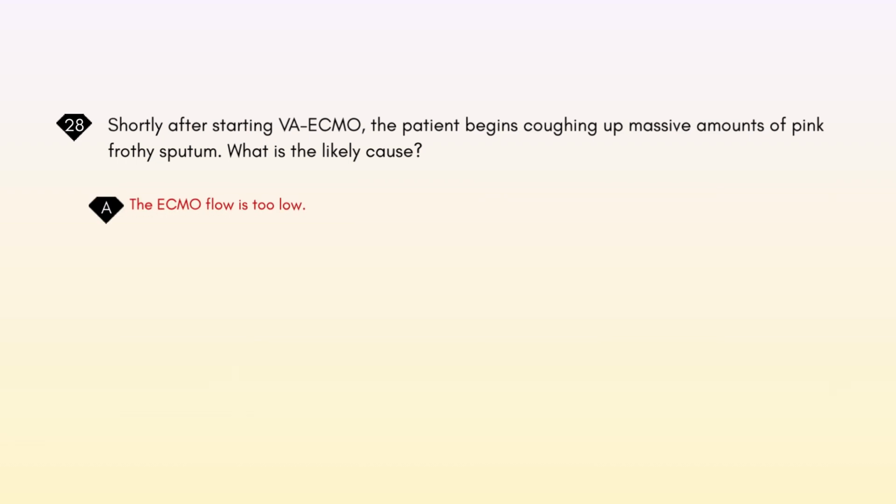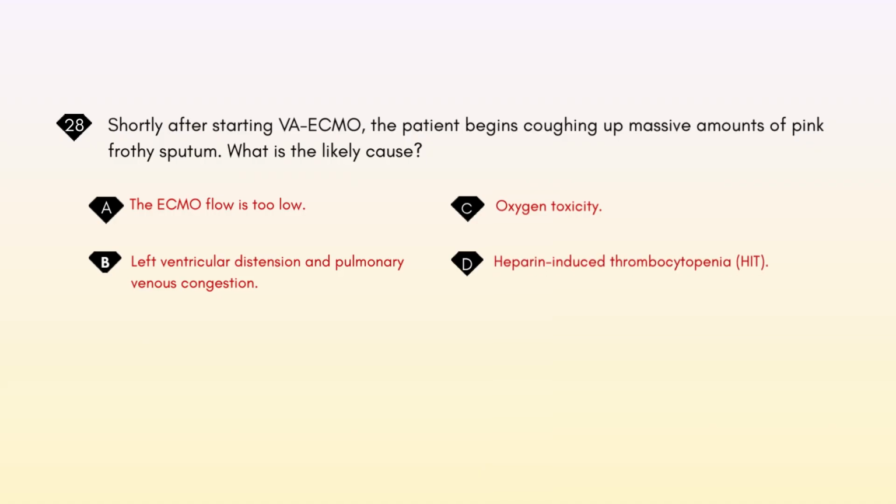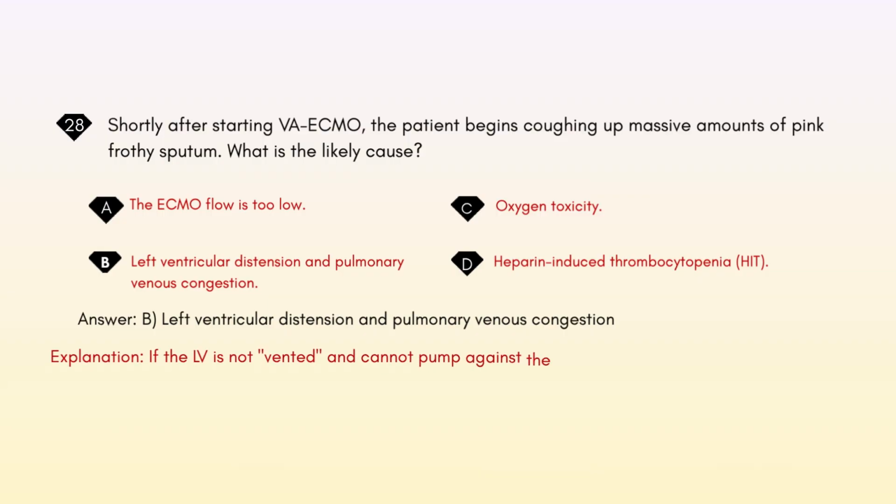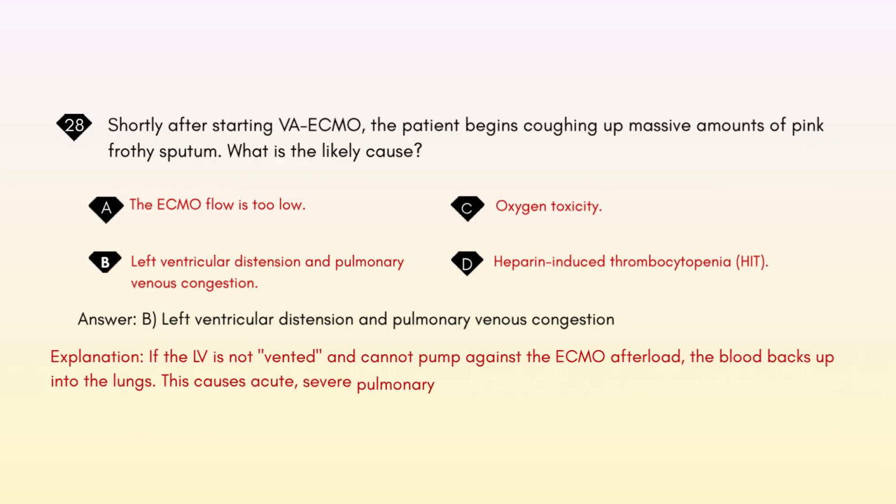A. The ECMO flow is too low. B. Left ventricular distension and pulmonary venous congestion. C. Oxygen toxicity. D. Heparin-induced thrombocytopenia, HIT. Answer: B. Left ventricular distension and pulmonary venous congestion. Explanation: if the LV is not vented and cannot pump against the ECMO afterload, the blood backs up into the lungs. This causes acute, severe pulmonary edema.